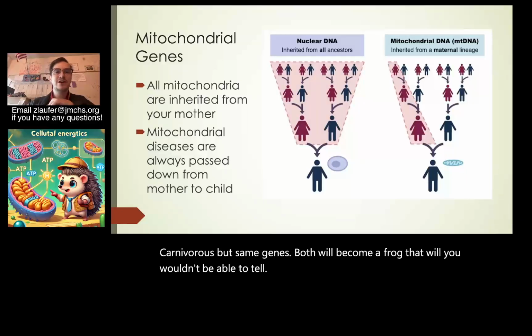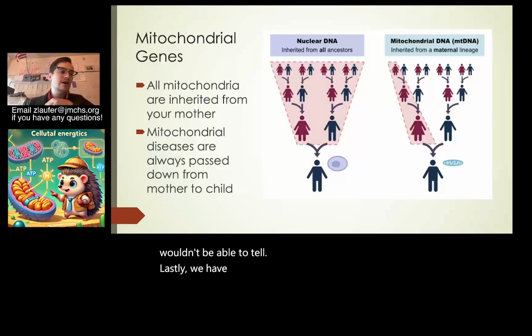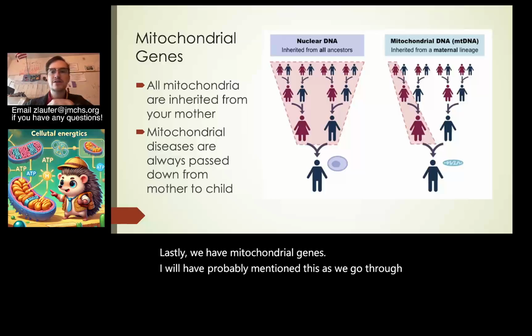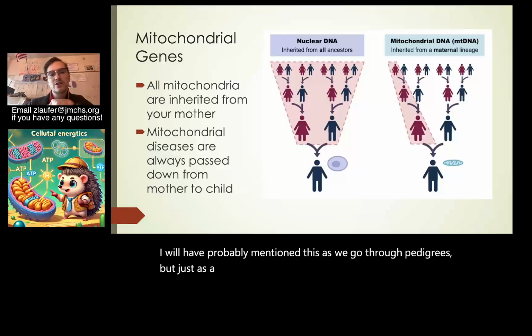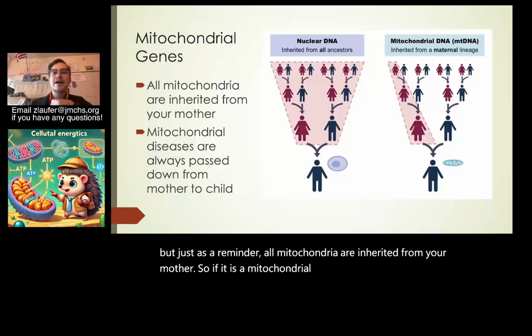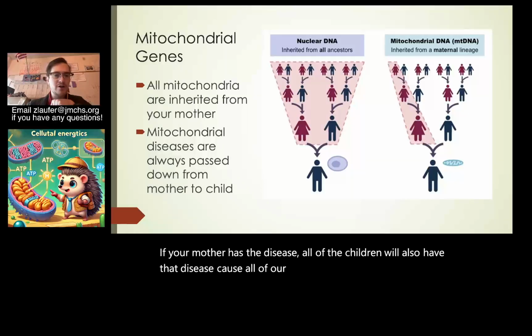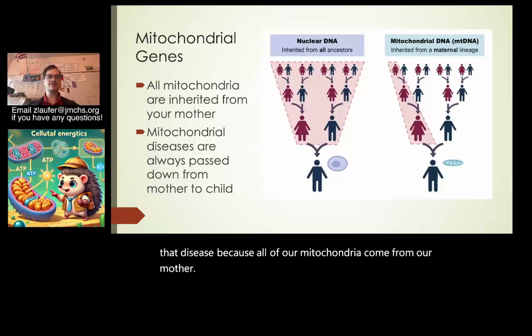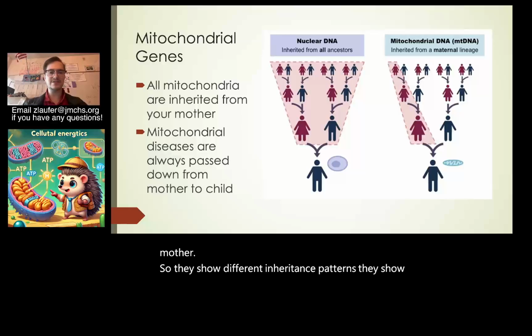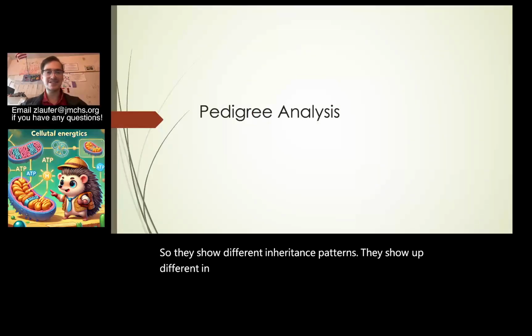Lastly, we have mitochondrial genes. I will probably have mentioned this as we go through pedigrees, but just as a reminder, all mitochondria are inherited from your mother. So if it is a mitochondrial disease, if your mother has the disease, all of the children will also have that disease, because all of our mitochondria come from our mother. So they show different inheritance patterns. They show up differently in pedigrees, which, as you can see, there are pedigrees.